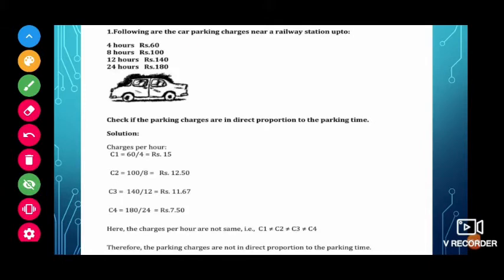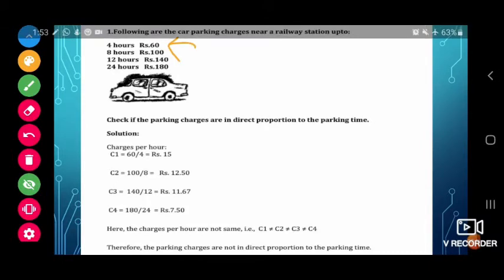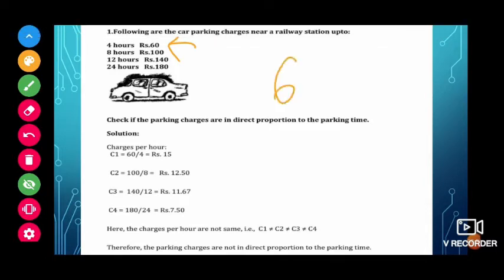The first one is for 4 hours, it's 60 rupees. So the ratio is 60 by 4, or per hour we are getting 15 rupees. Okay, next one. For 8 hours, 100 rupees. That time, 100 by 8, per hour we are getting 12.50. Next, third charge, 12 hours, 140. Whenever we take 140 for 12 hours, then 140 by 12, we will get 11.67.